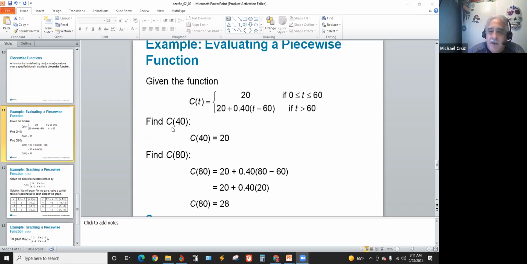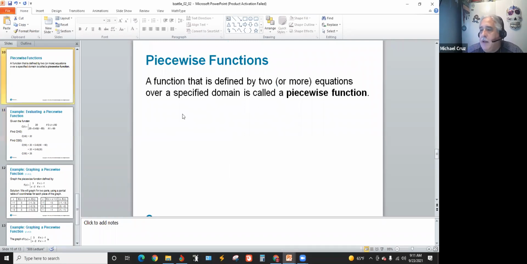But there's this thing called a piecewise function. And a piecewise function just means that it's going to be made up of two different equations, essentially, that are kind of tacked together based upon the domain. Whatever the domain is, you would use one or the other equation.